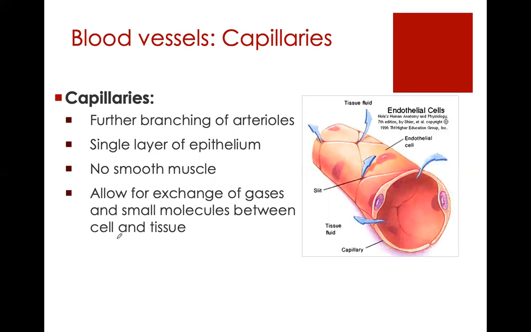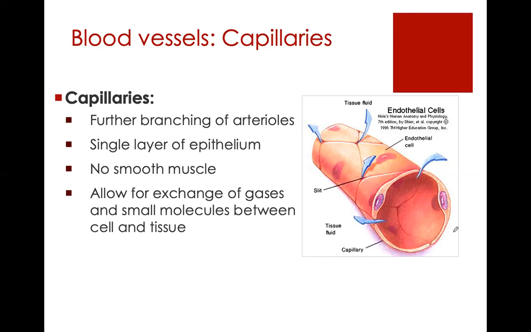Now, as the arterioles continue, you form really, really tiny branches called capillaries. Capillaries are really small blood vessels, and they're literally made up of a single layer of epithelium. More specifically, if you recall your information, these are simple squamous epithelium, which basically means single layers of flattened cells.